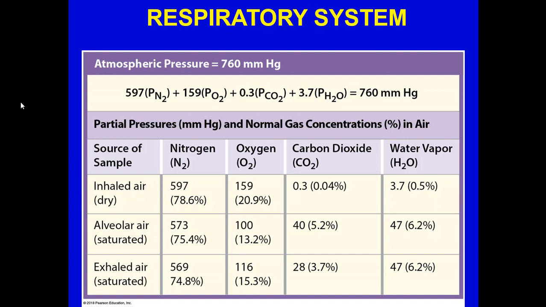Now, there are differences between your samples. In inhaled air, you're going to see the differences in nitrogen, oxygen, carbon dioxide, and water vapor. In alveolar air, that's saturated, so you're going to have a decrease in nitrogen, a decrease in oxygen, an increase in carbon dioxide, and an increase in water vapor. You've got to moisturize that air a lot better.